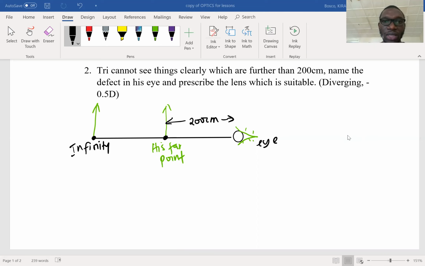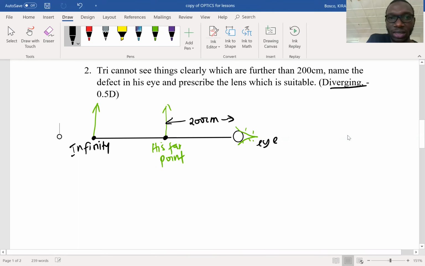Try cannot see clearly things which are further than 200 centimeters. Name the defect of his eye and prescribe the lens which is suitable. So we know that the answer is this, but let's see if that's true.